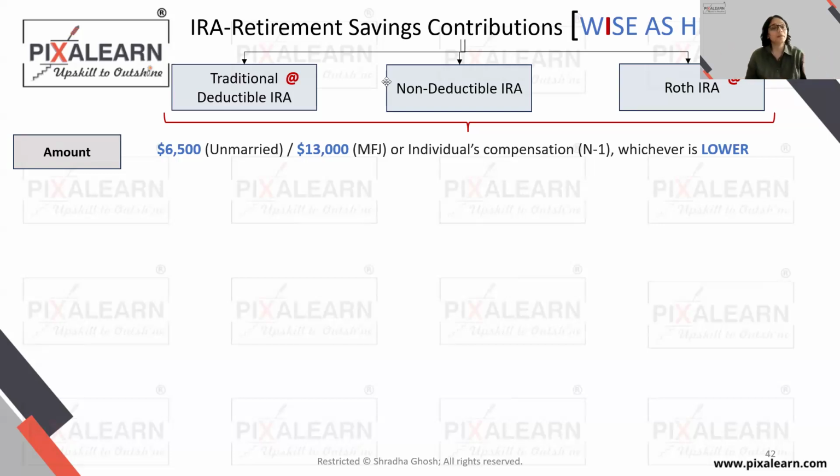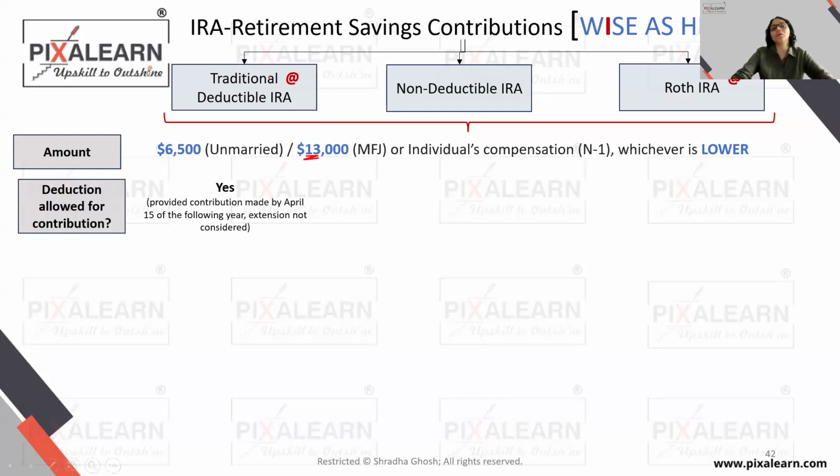So we have a traditional deductible IRA, we have a non-traditional deductible IRA, and we have a Roth IRA. The money that you put into all of them, as a couple, you can get a maximum of $13,000 as a deduction, which can be further lowered by the individual's compensation. So it's either the money that you have or the money that you're contributing to the IRA up to $13,000, whichever is lower, that will be regarded as a deduction.